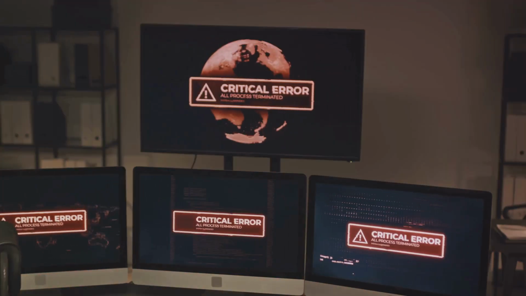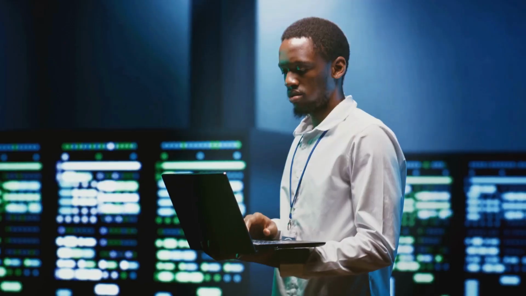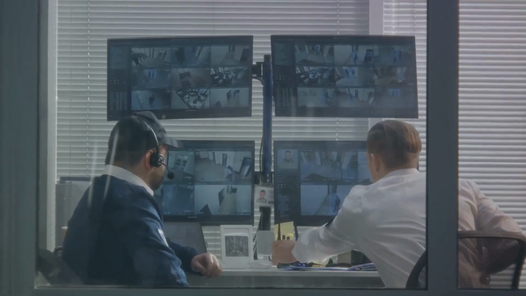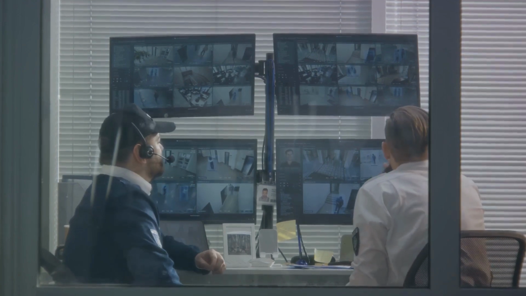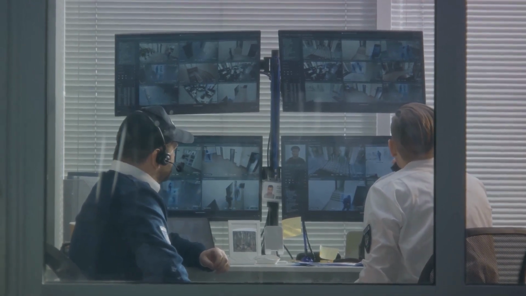But how do you establish ongoing monitoring? It involves a combination of automated tools and manual processes. You might implement intrusion detection systems, which monitor your network for suspicious activity and raise alerts when potential threats are detected. These systems are like the watchful eyes of your security team, constantly scanning for any signs of trouble.